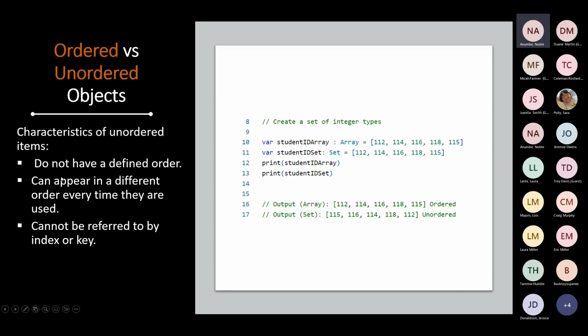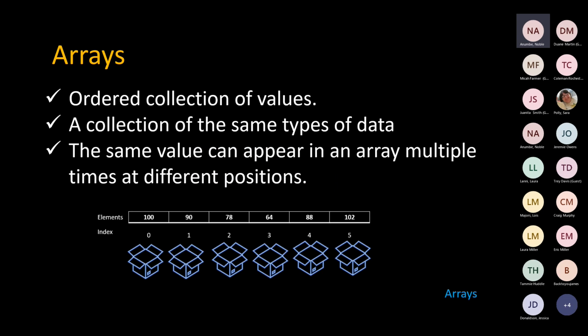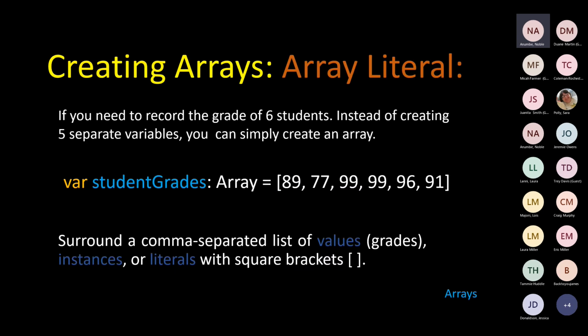So they do not have a defined order, talking about the elements. They can appear in a different order every time they are used, talking about the elements. They cannot be referred to by index or key. So if I want to figure out the location of any of the elements, the indexing that I talked about wouldn't work. And I started by talking about arrays, an ordered collection of values. I'm going to keep moving fast.